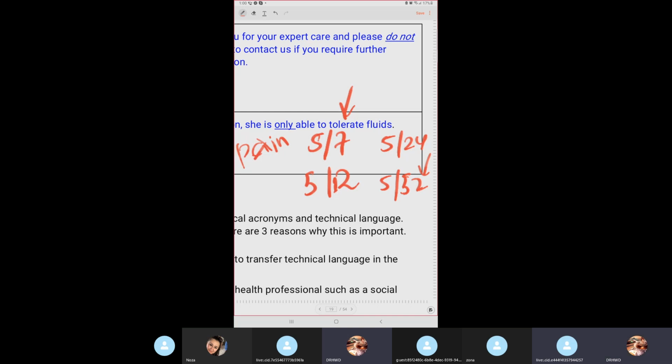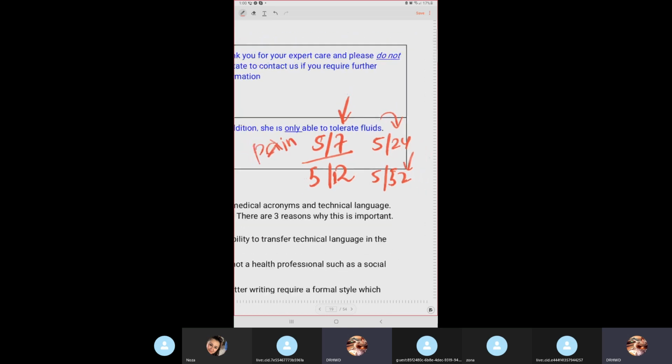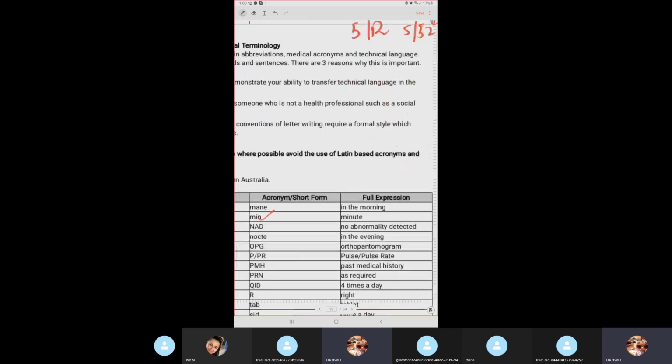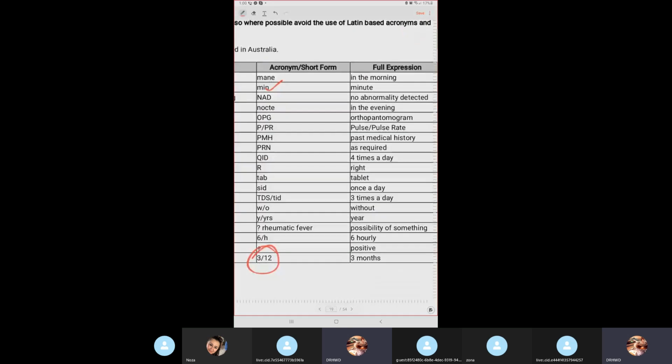You're very right. So over here, 5 out of 7 means 5 days out of the 7 days of a week. 5 out of 24 means 5 hours of the 24 hours. 5 out of 12 means 5 months of the 12 months. 5 out of 52 means 5 weeks out of the 52 weeks, right? So this is how you'd be writing this down. Okay, everybody clear about these abbreviations? This is how you'd use them.